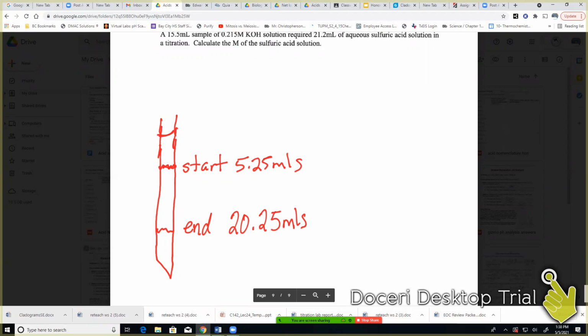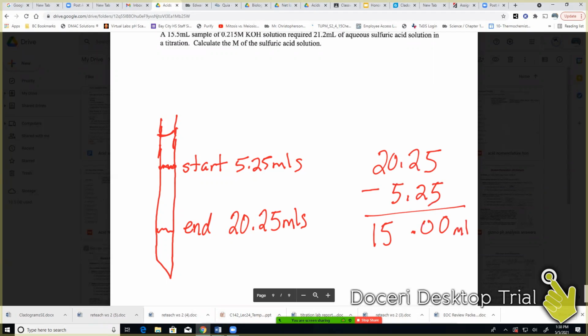So if you needed the volume, the volume would not be 20.25, would it? You'd have to take your 20.25 and subtract where it started from. That difference is how much of that solution you actually used. And so that's kind of what I was trying to say earlier when I was trying to explain that. The reason I bring it up is that you'll come across some on the practice, and I know on the quiz you have to do that for one of them.